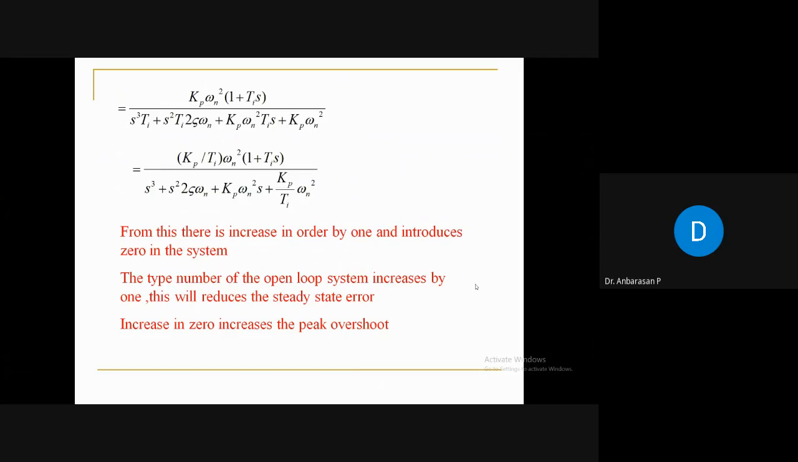There is an increase in the order by 1, and it also introduces a zero in the system. The type number of the open loop system increases by 1, so this reduces the steady state error. But the increase in the zero increases the peak overshoot. So from this you can conclude that with the proportional integral controller, the steady state error can be reduced, but the peak overshoot remains in the system.